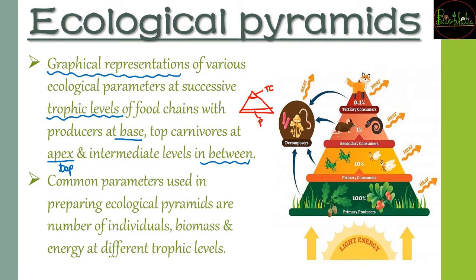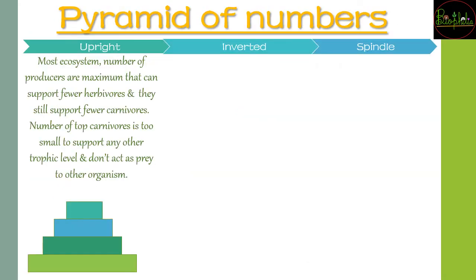So, common parameters on which people try to make ecological pyramids are going to be the number of individuals, particular tropic level mein kitne honge, unka biomass kitna hai, and what is the energy at the different tropic levels. These are the three parameters jiske upar we are going to study in detail the ecological pyramids. So the first pyramid is going to be on the basis of numbers. So numbers mein we are going to see three types of pyramids. Ek hota hai upright, which is on the basis of the shape, how is it formed after collecting the data. Second hoga inverted shape and third hoga spindle shape.